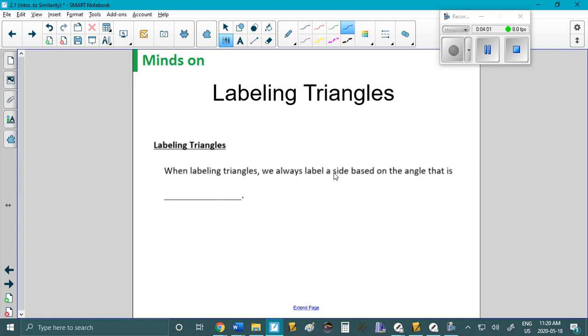So when labeling triangles, we always label a side based on the angle that is opposite. And this word opposite is going to become very important in the future. So let me show you what I mean here. If I have triangle A, B, and C, then what we would say is that this side is little a, and across from B would be little b, and across from C would be little c.